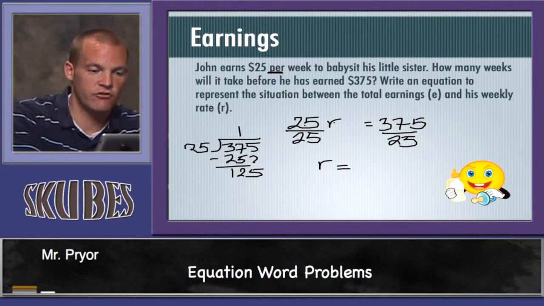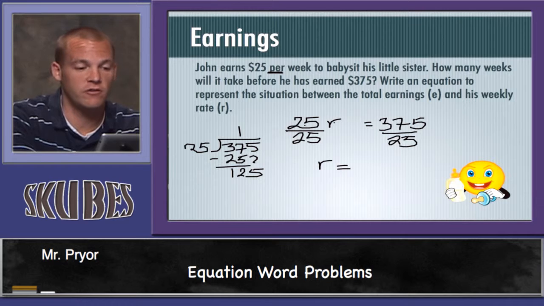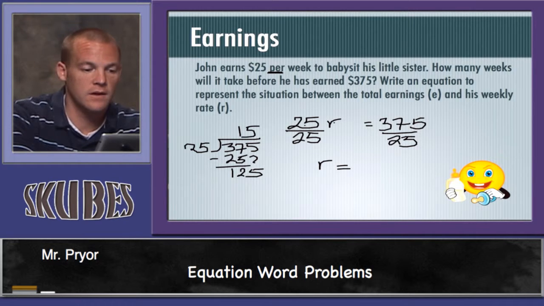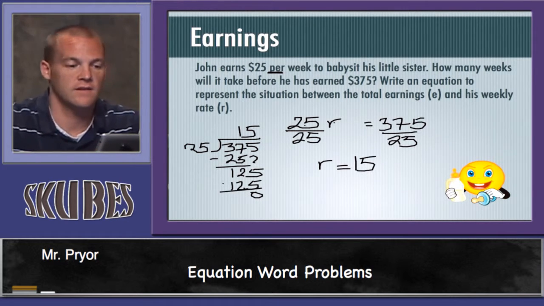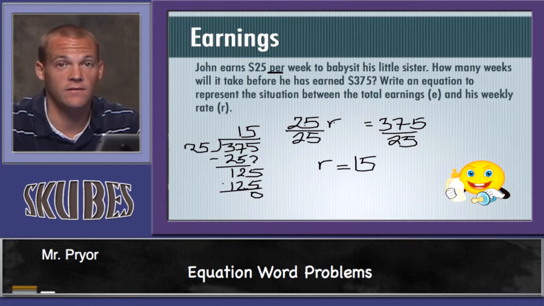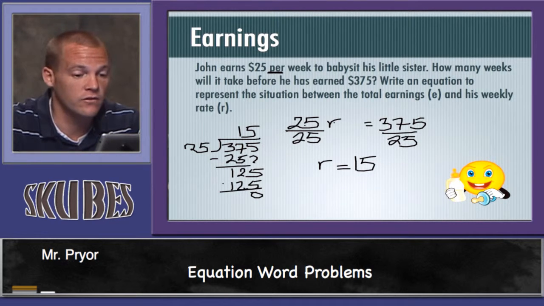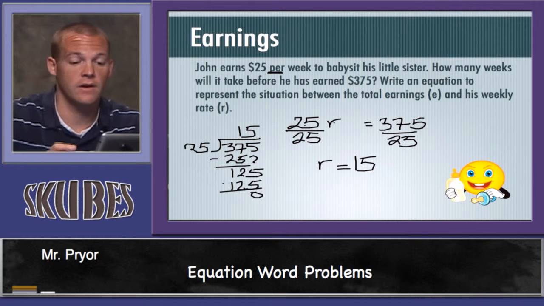All right, 25 goes into 125. If you're not sure about that, you may have to do some multiplication, but it does go in 5 times. So 5 times 25 is 125. No remainder. So 15, all right? And that's going to be how long it takes him, 15 weeks, in order to earn $375.